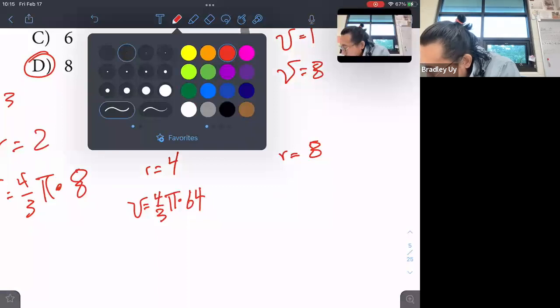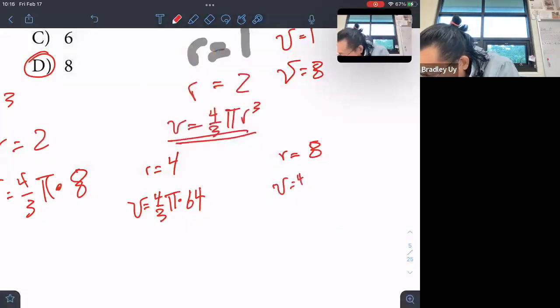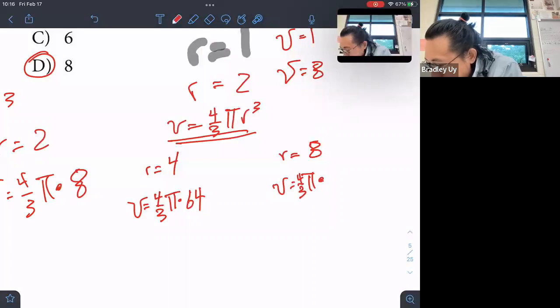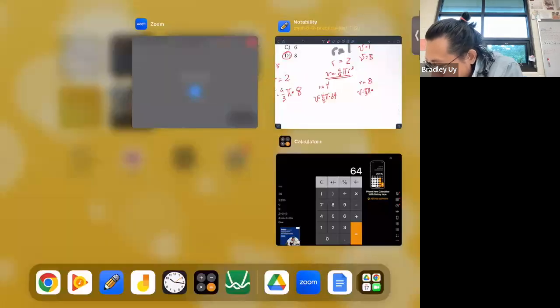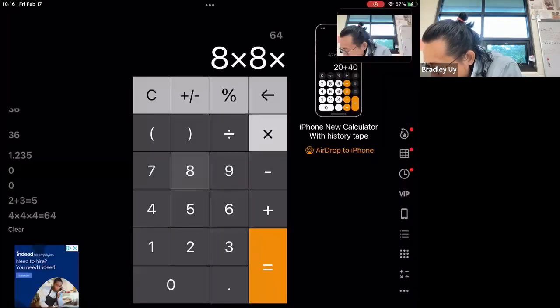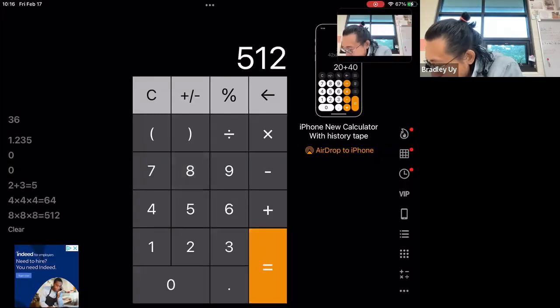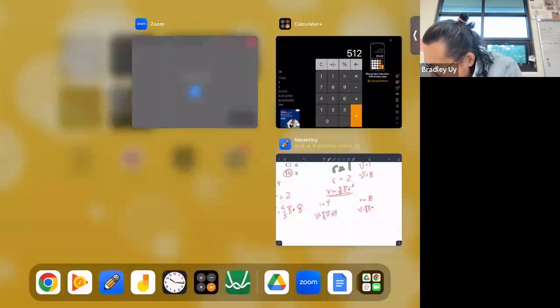And over here, I'll have V equals 4/3 pi times, I need to cube 8. Okay, I'm going to plug in 8 and cube it there. So it'll be 8 times 8 times 8. And I'll go on my calculator, 8 times 8 times 8, and I'll have 512. Okay, 512.